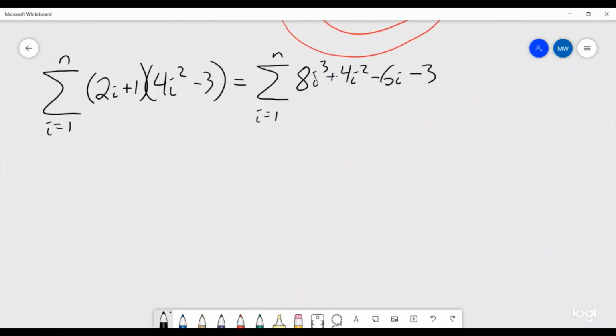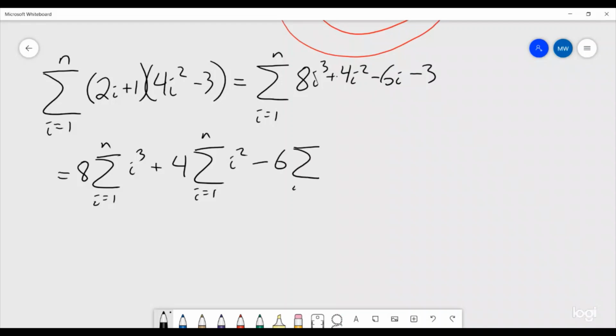And if we go through these pieces, we can break this up, and we get 8 times the sum from i equals 1 to n of i cubed, plus 4 times the sum i equals 1 to n of i squared, minus 6 times the sum i equals 1 to n of i, minus 3 times the sum i equals 1 to n of 1. This piece is important. You need to include this sum here at the end. Otherwise, you're going to probably mess up by forgetting that it's not just minus 3 at the end, but that is going to be a piece altogether.